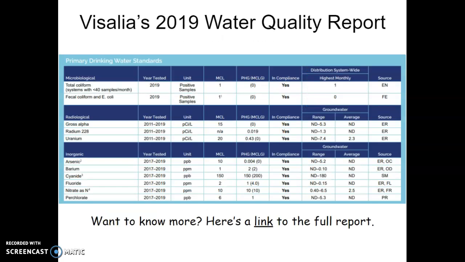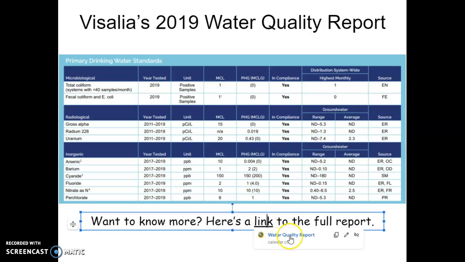So here's a water quality report for Visalia. They look at radium and uranium, some nuclear particles that occur naturally. We have arsenic, barium, cyanide, fluoride, nitrates, and perchlorates. The ppb is parts per billion, and the ppm is parts per million that we see on this chart. And for more, you can click here and go to a link, and it'll take you to the water quality report.